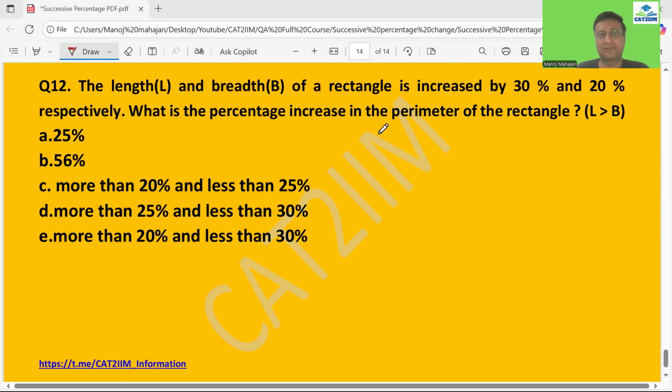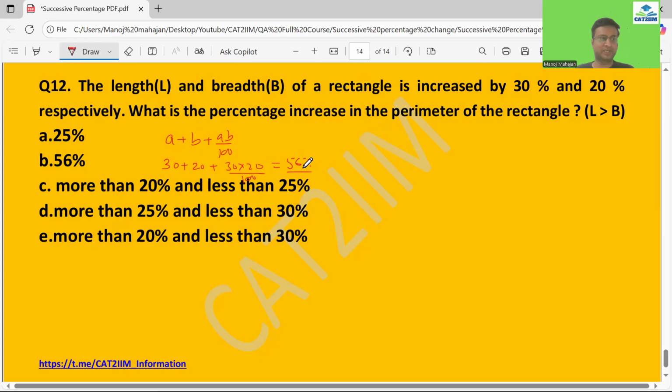So a lot of people have the habit of doing successive every time. So in this question also, they would love to do a plus b plus ab by 100. And using this stuff, they would get what? 56. And that is actually the wrong answer over here. See, I told you in the successive percentage change first class, the theory part, that the result a plus b plus ab by 100 can be applied if you want to find out the percentage change in a quantity which is a product of two or three quantities.